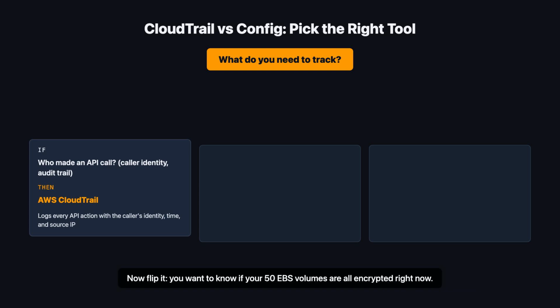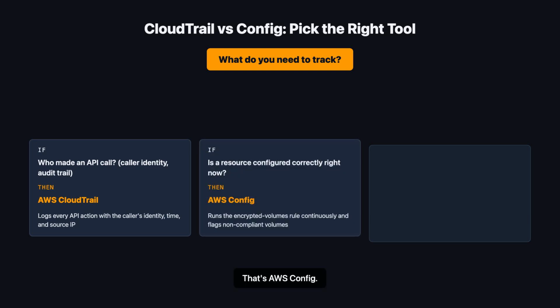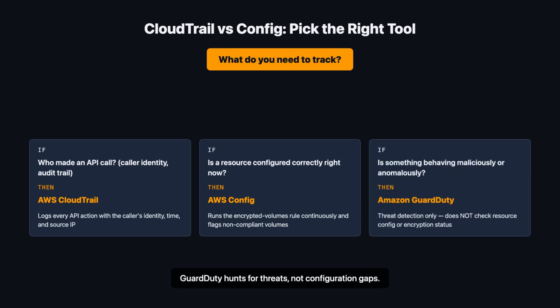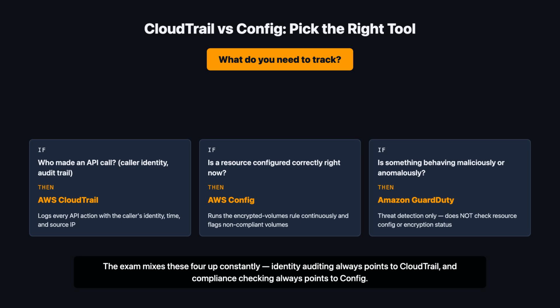Now flip it. You want to know if your 50 EBS volumes are all encrypted right now. You don't care who did it. You care about the current state. That's AWS Config. Config runs managed rules and flags any unencrypted volume automatically. CloudWatch watches metrics, not API callers. GuardDuty hunts for threats, not configuration gaps. The exam mixes these four up constantly. Identity auditing always points to CloudTrail, and compliance checking always points to Config.